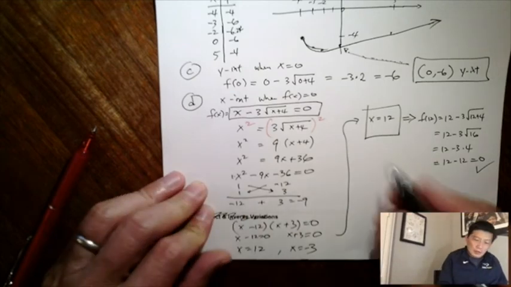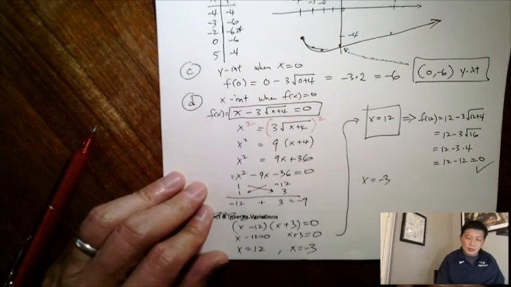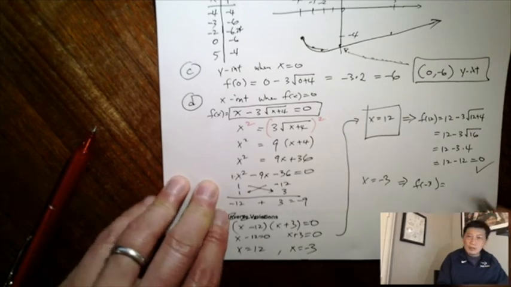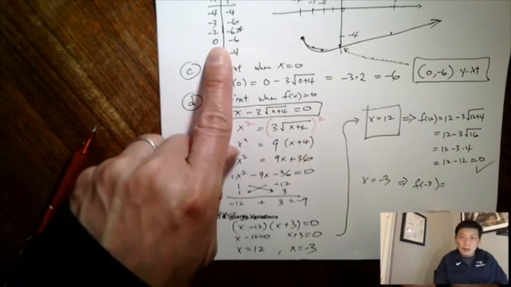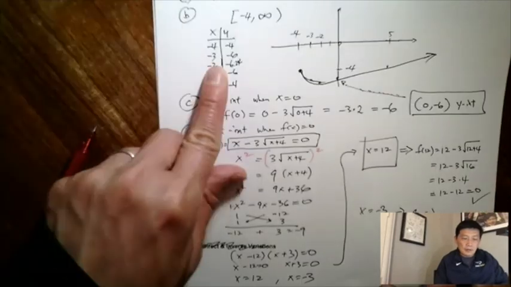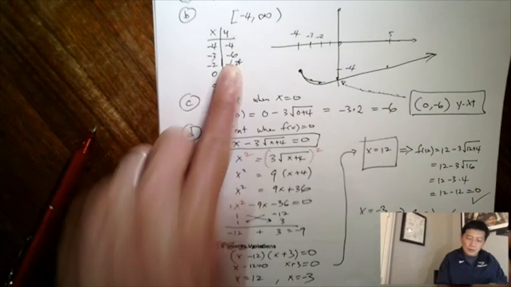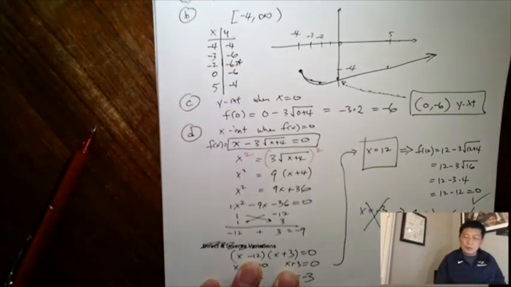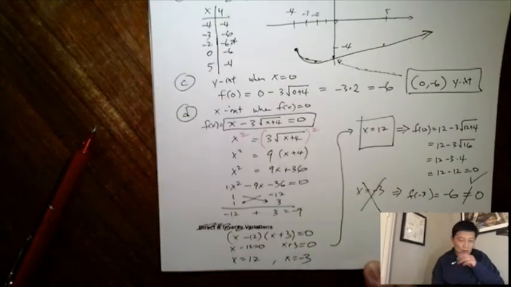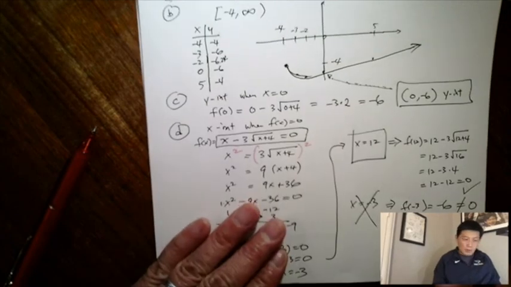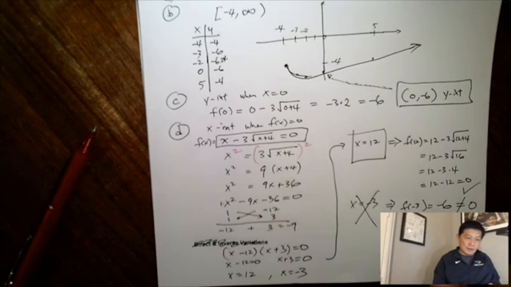Now what about when x is equal to negative 3? Well, we already did that, remember? f of negative 3, early on in our table, x equal to negative 3 is when y is equal to negative 6, which is not equal to 0. So x equal to negative 3 is an extraneous answer. So there you have it. Our answer for the zeros, the x-intercept, is x equal to 12.